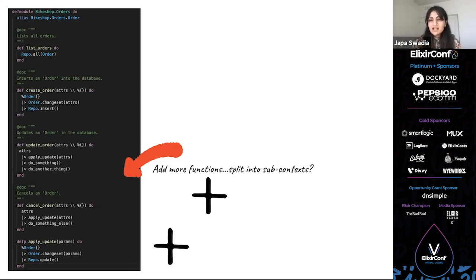Also, a few months down the line, say your orders functionality grows in the sense that now you're processing international orders differently from domestic orders. You can think of splitting that context into subcontexts for international orders and domestic orders. That way, you just have to rip out that particular functionality and put it in a separate context, and you would still be able to expose everything related to orders using this particular context.